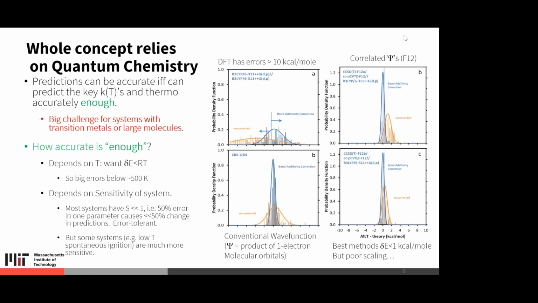How accurate is accurate enough? This is related to the question of what's important. It depends on the temperature. You want the error in your energies to be smaller than RT. And so that's a very tight limitation at low temperature. At high temperature, it's not that hard to achieve that. And then it also depends on the sensitivity of the system. Some systems are not very sensitive to rate coefficients, and if you change them, you still don't get much of a difference. And other ones are super sensitive. And so it really depends on your particular system.